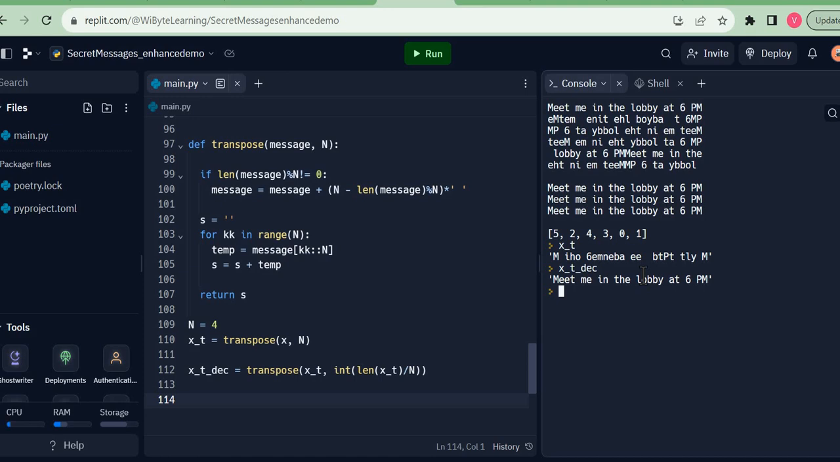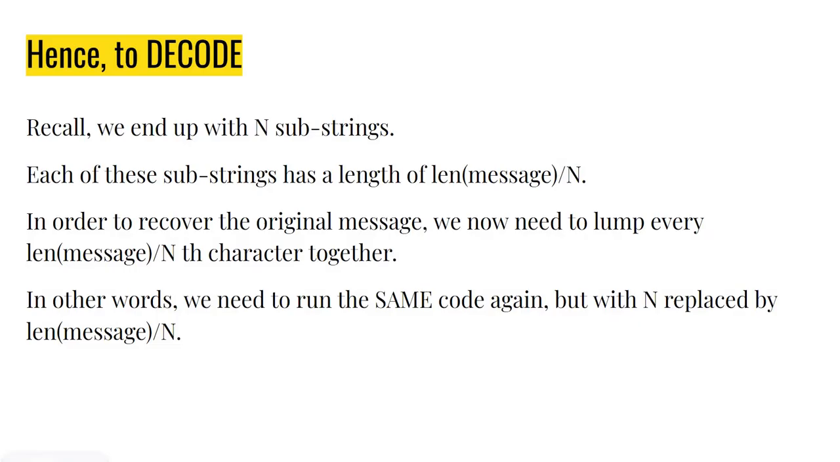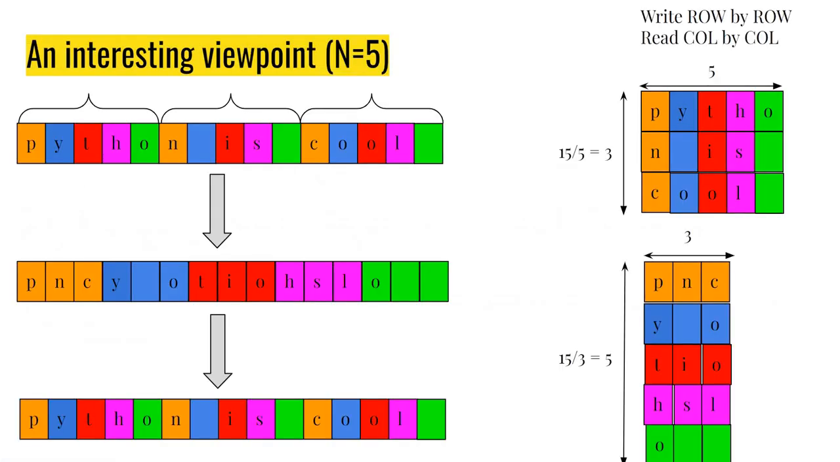Now, before I wrap this up, I just want to tell you something very, very interesting, which will also answer why it is that we call this transpose. The viewpoint here is very beautiful. Let's start with n equals 5. Notice I'm grouping this by every fifth character, which is the same as saying that I have a grid of 5 times 3, which is 15 characters. I write this message into this grid in a row by row fashion, like Python, and so on, and then I read this column by column, and that will have the same effect as encoding this.